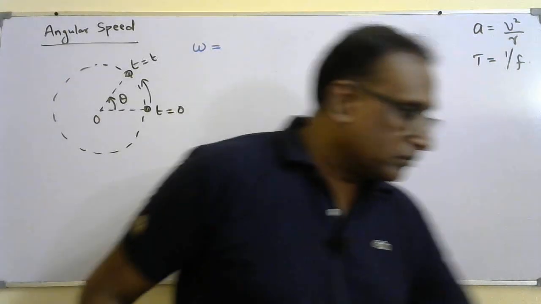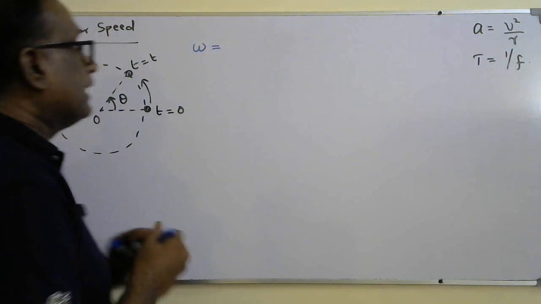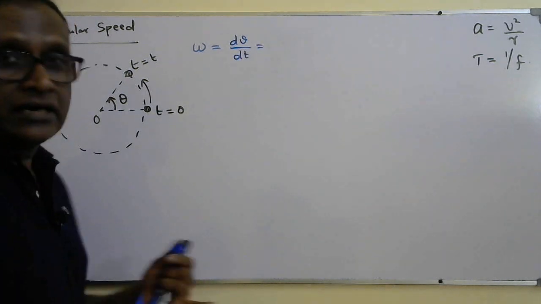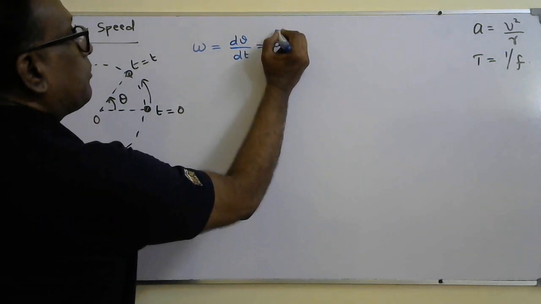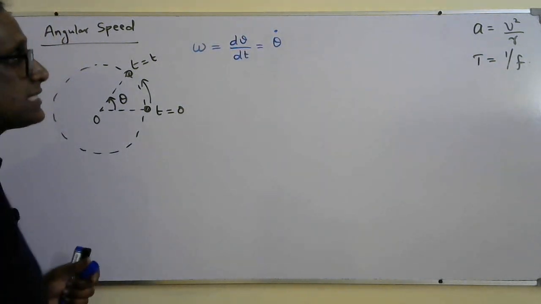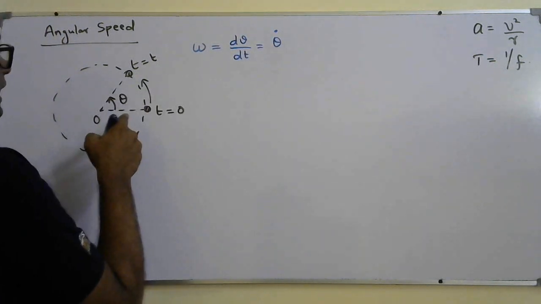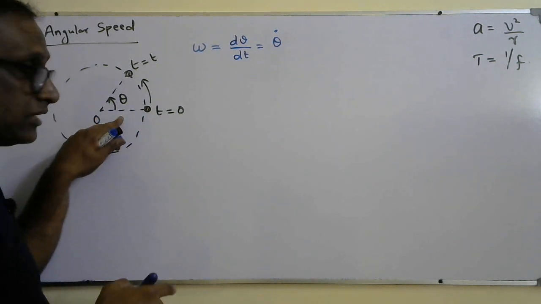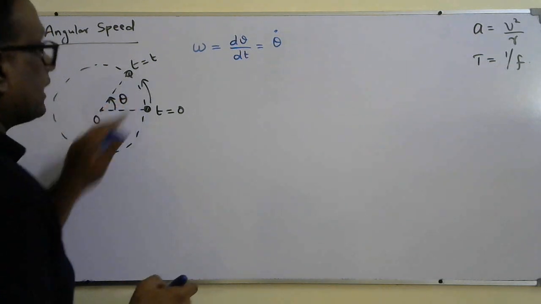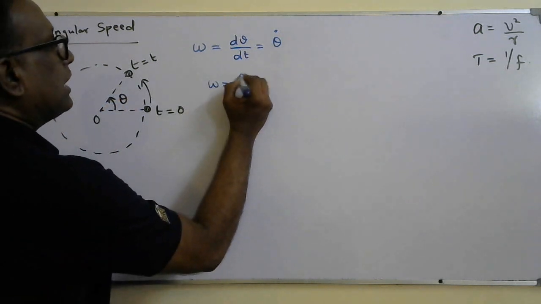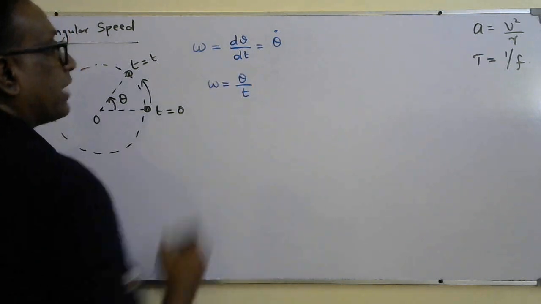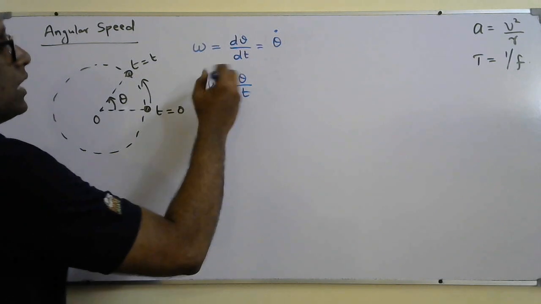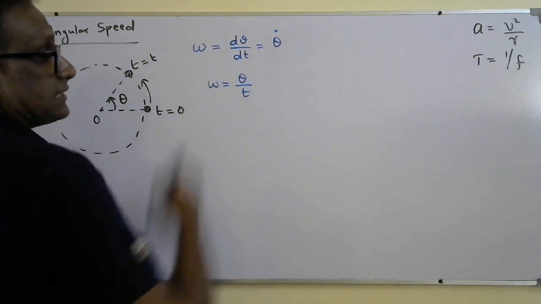In calculus we write d theta over dt, which is mathematically denoted theta dot, but we are not going to use these in physics. So we say change in central angle. Initially the angle is theta 0 at t equals 0, and at time t equals t, it's theta. So we write omega equals theta over t, and we define theta as the change in central angle.